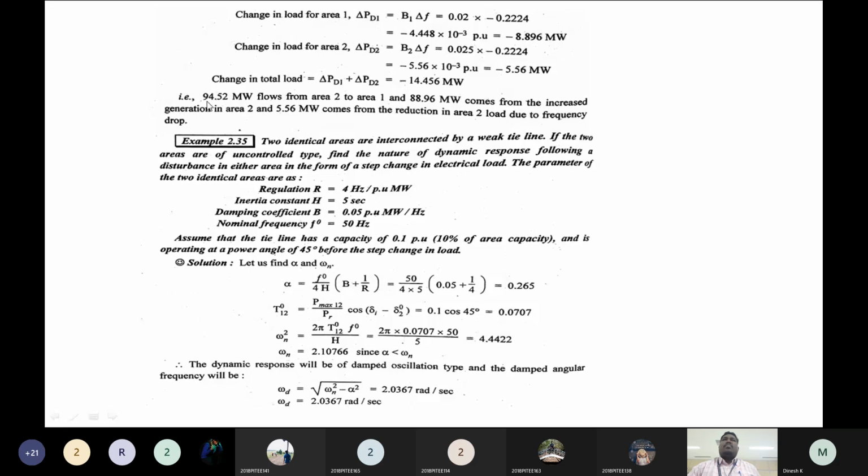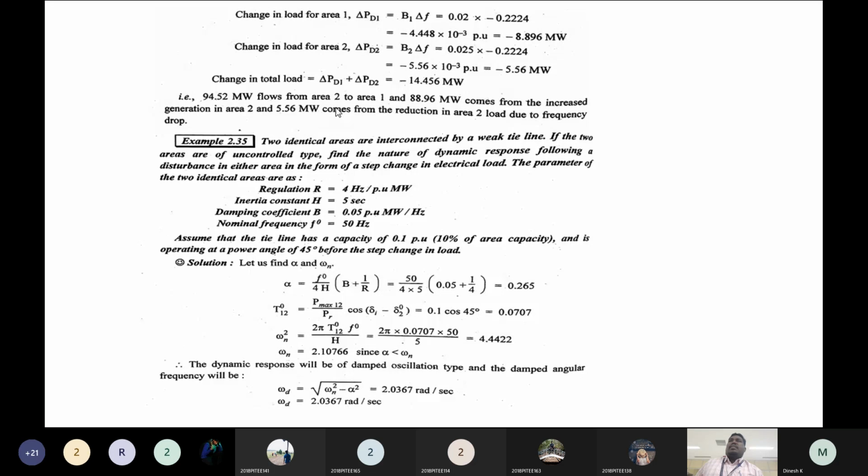So what is the conclusion we obtained? 94.52 megawatts flows from area 2 to area 1, and 88.96 megawatts comes from the increase in generation in area 2, and 5.56 megawatts comes from the reduction in load in area 2 due to the drop in frequency. So if the frequency changes, the power drops considerably. That is the conclusion we obtained on the problem.